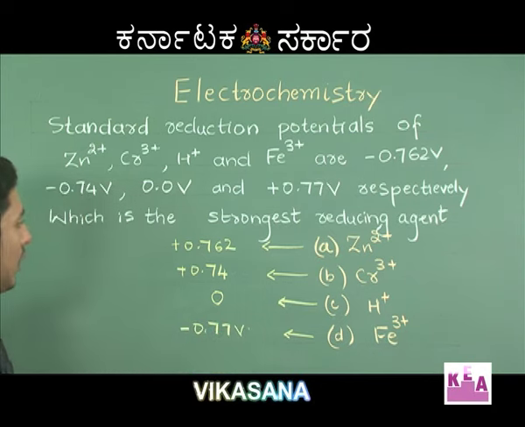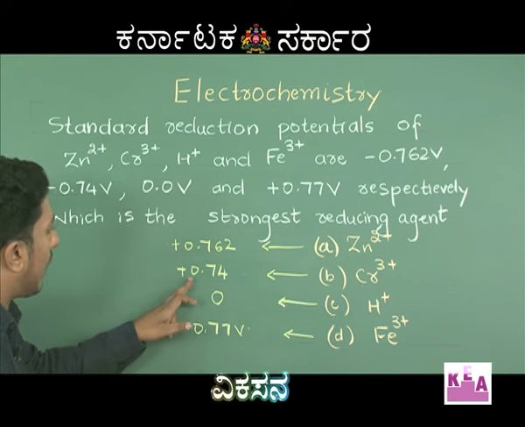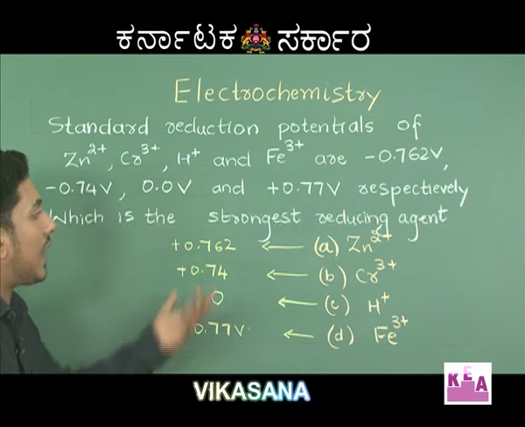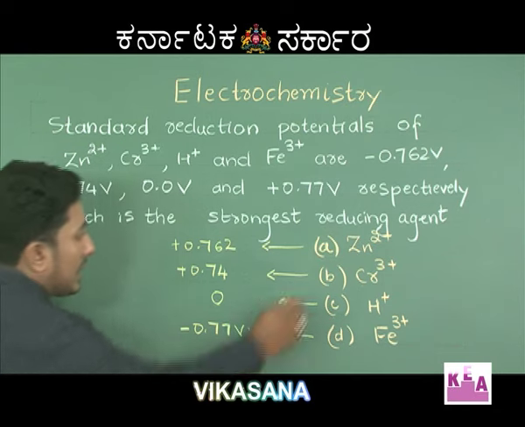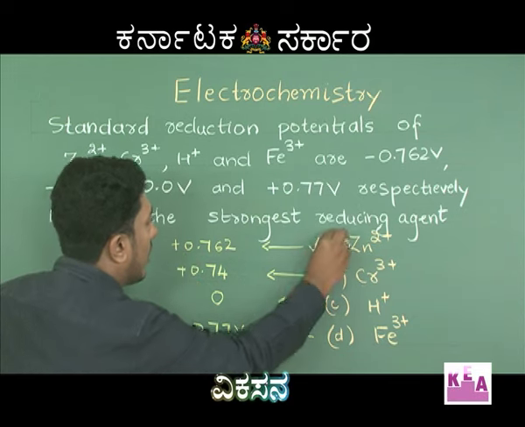Now, once you know the oxidation potential, the ion with higher value of oxidation potential undergoes oxidation easily, hence it acts as a better reducing agent. So out of the four options, Zn plus 2 has the higher oxidation potential, hence it is a good reducing agent.